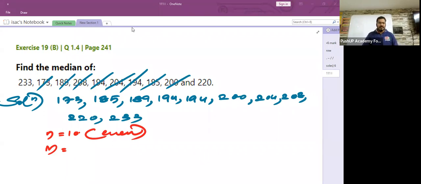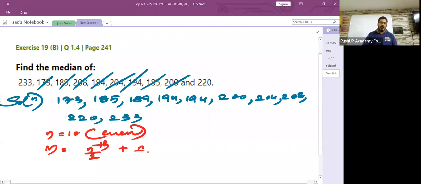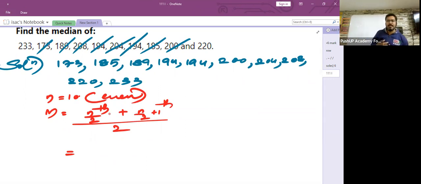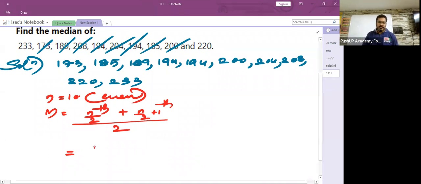isn't it? The formula is n by 2th term plus n by 2 plus 1th term whole divided by 2. In class 10, you will not have to use all these formulas and solve the sums because, in class 10, the sums based on raw data or arrayed data have been removed from the syllabus. Okay, so next year you don't have to apply these formulas.